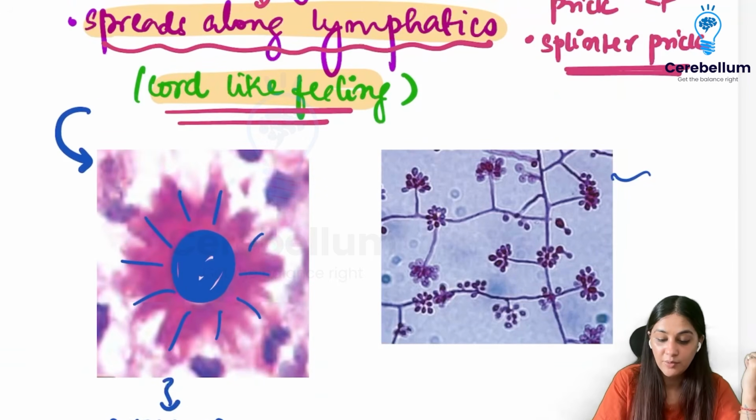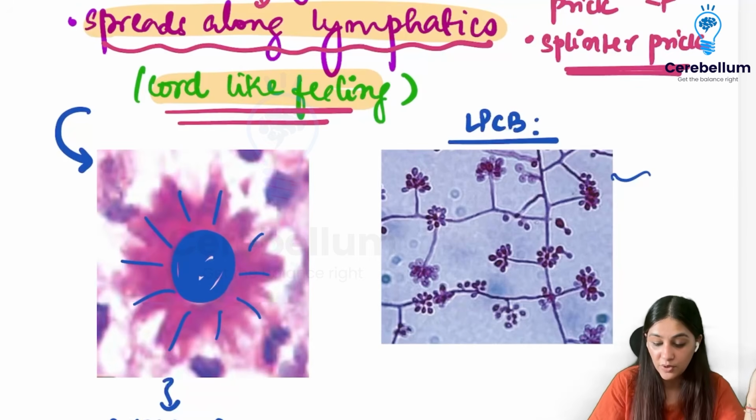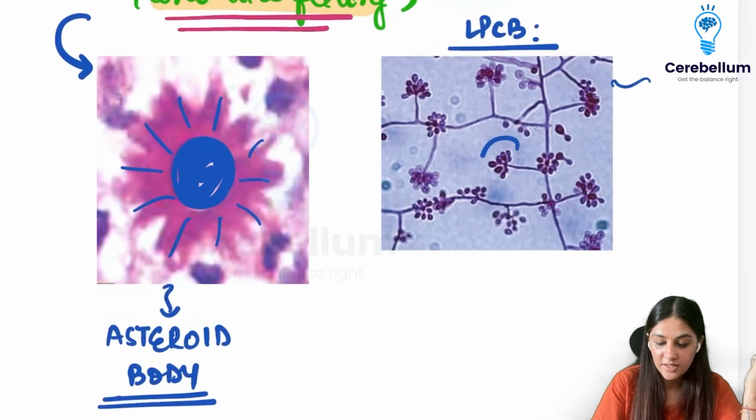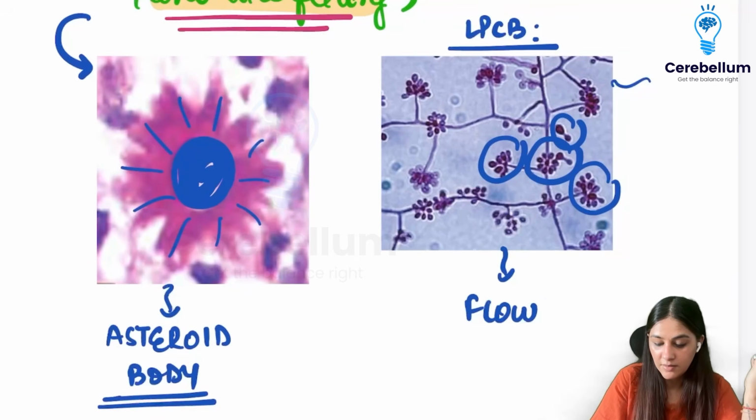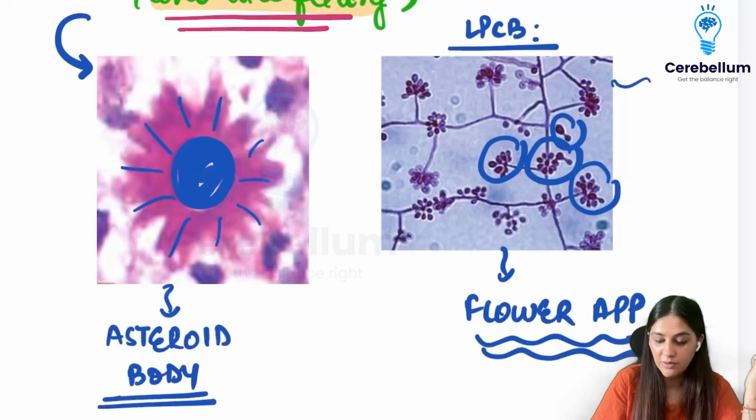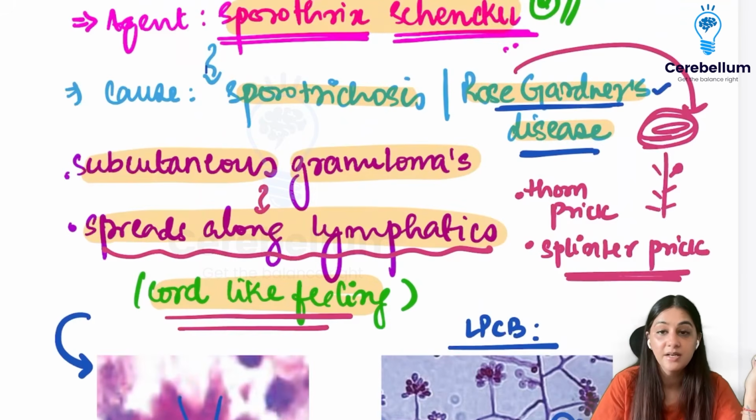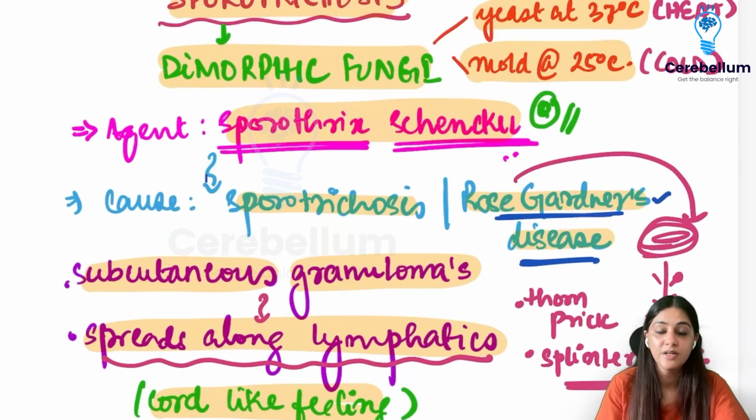Again, if I end up doing the microscopy with the LPCB stain, which is lactophenol cotton blue, what am I seeing? I'm seeing very cute flowers, right? I'm seeing yeast cells and I'm seeing flowers, so they will give a flower appearance. So remember, I told you how everything is about a flower, flower appearance. Asteroid body is looking like a flower. Rose garden is a flower. Everything is about a flower when it comes to Sporothrix schenckii.